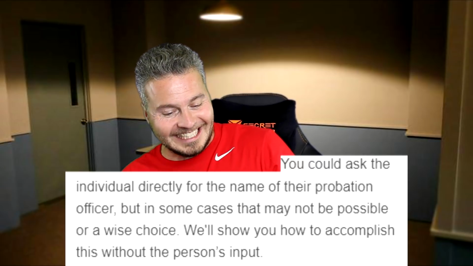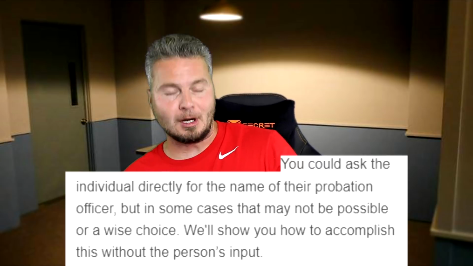Nobody waves anymore, though. This article says you've got every right to know who a person's probation officer is. And they also say you could ask the individual directly for the name of their probation officer, and I'm sure that's going to go over real well.